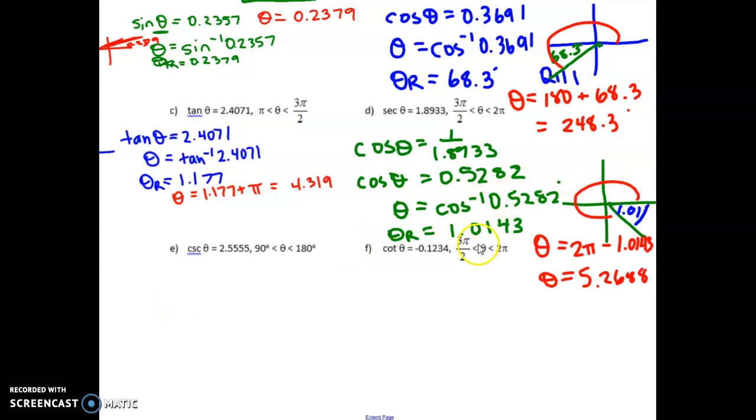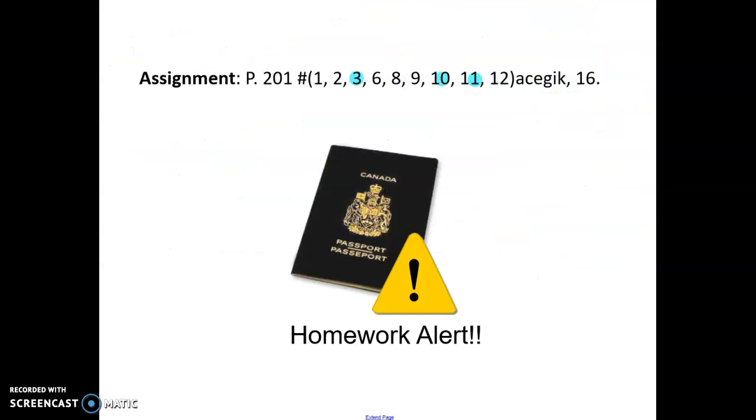So once you go through and calculate your reference angle, then in this one, the reference angle is in quadrant 4. So we're going to have to take 2 pi and subtract your reference angle to get a standard position angle of 5.2688 radians. Let's take a look then at E. So you can take a minute then to finish the textbook questions that we didn't get to last day.